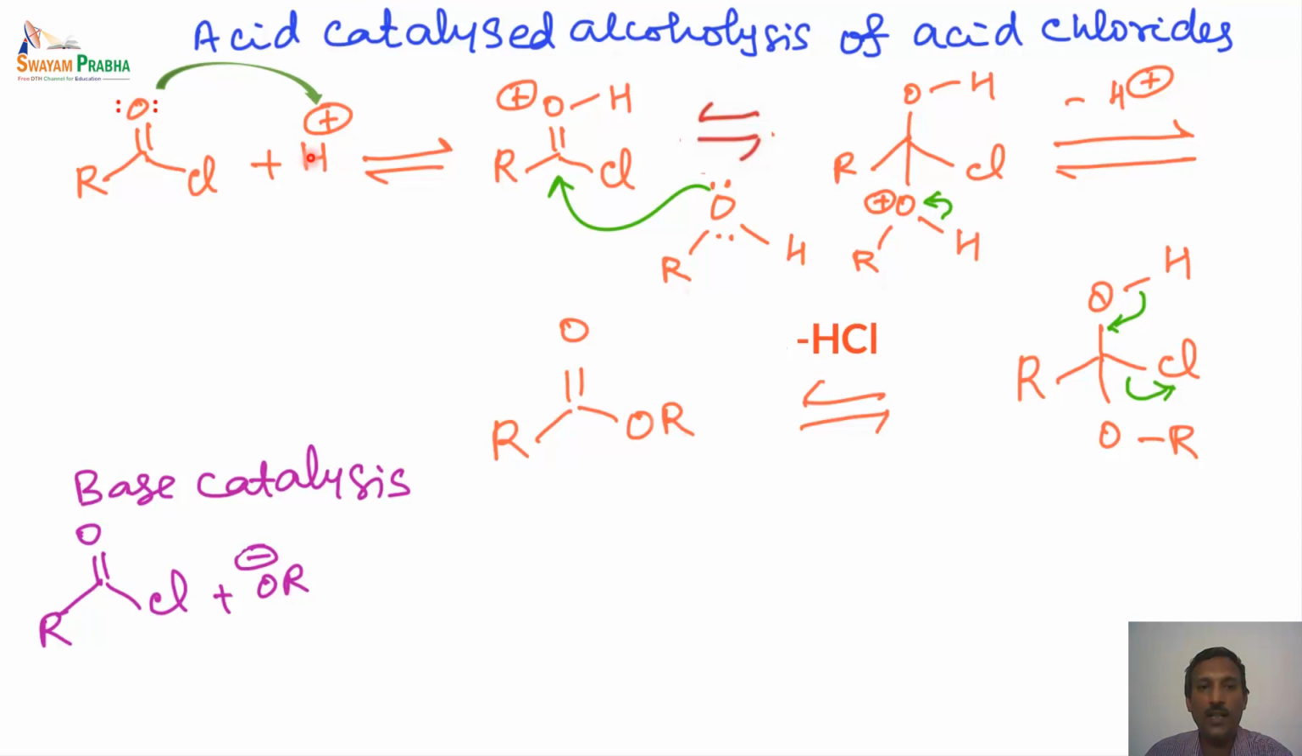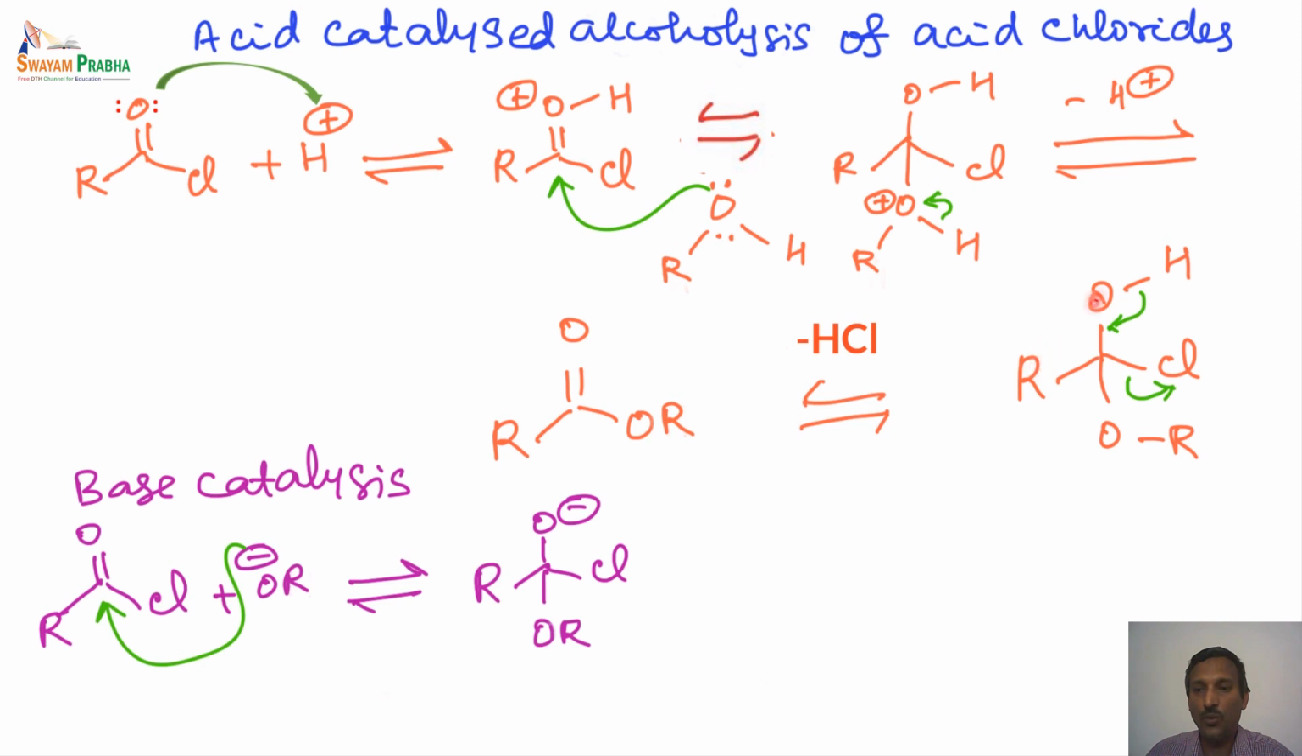Although this is an acid catalyzed reaction, even base catalysis is also possible for the formation of esters. Now let us look at how the base catalysis works. Here the acid chloride is treated with the alkoxide anion. This alkoxide anion is having a negative charge. This carbon is electrophilic in nature. So this negative charge is given to this particular carbon, and this leads to an intermediate where oxygen is having a negative charge.